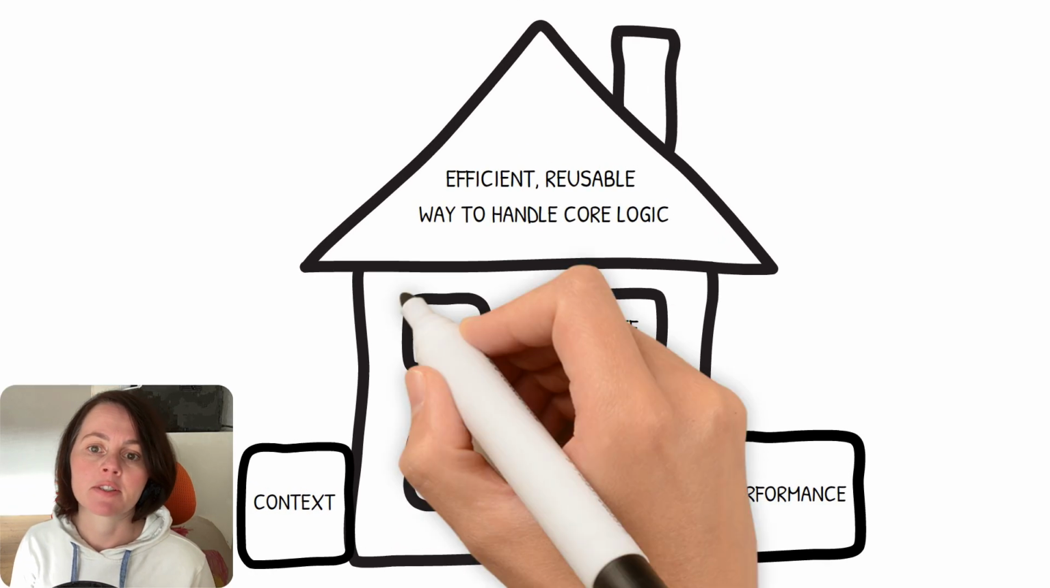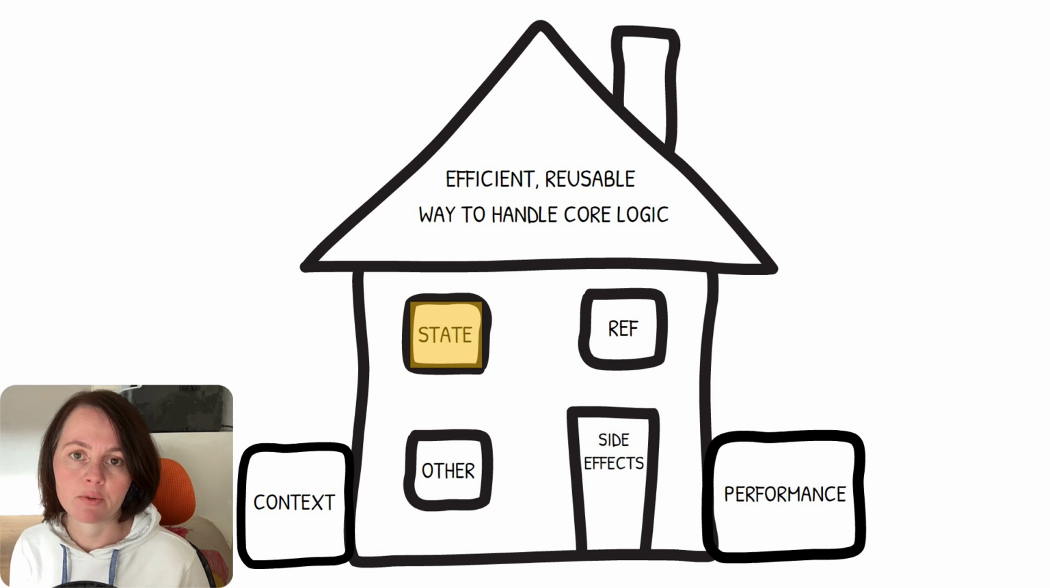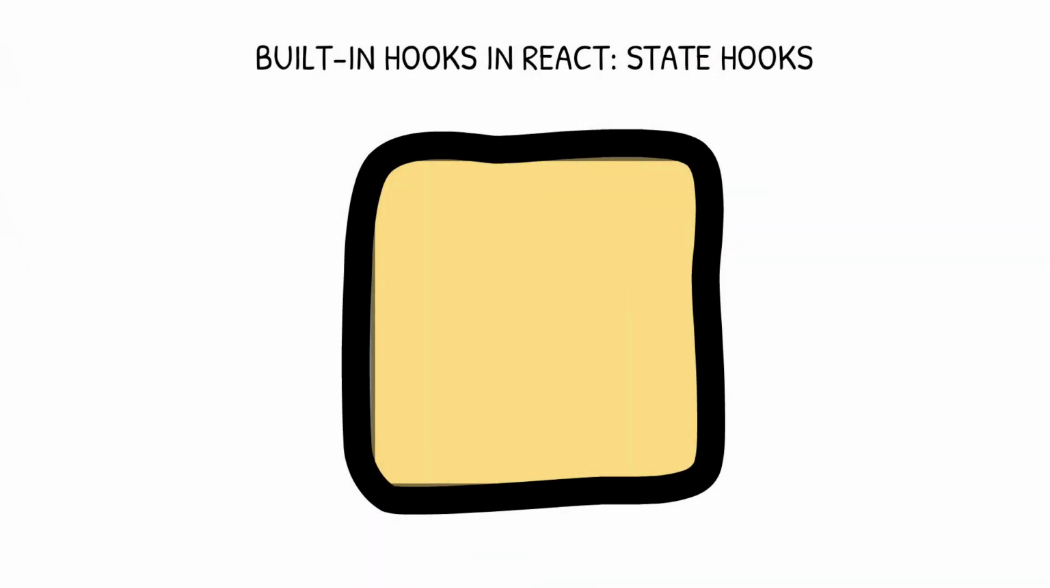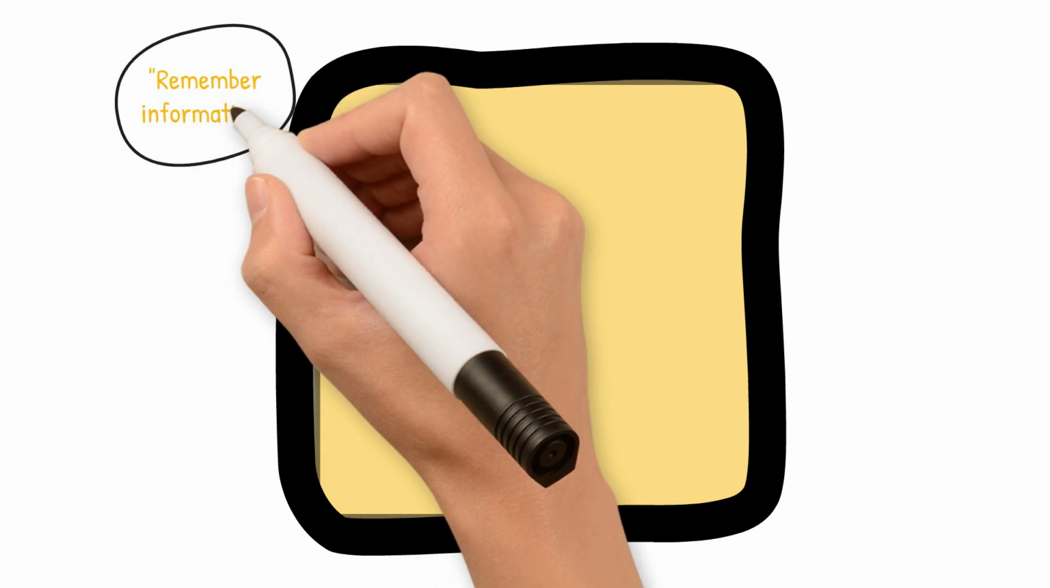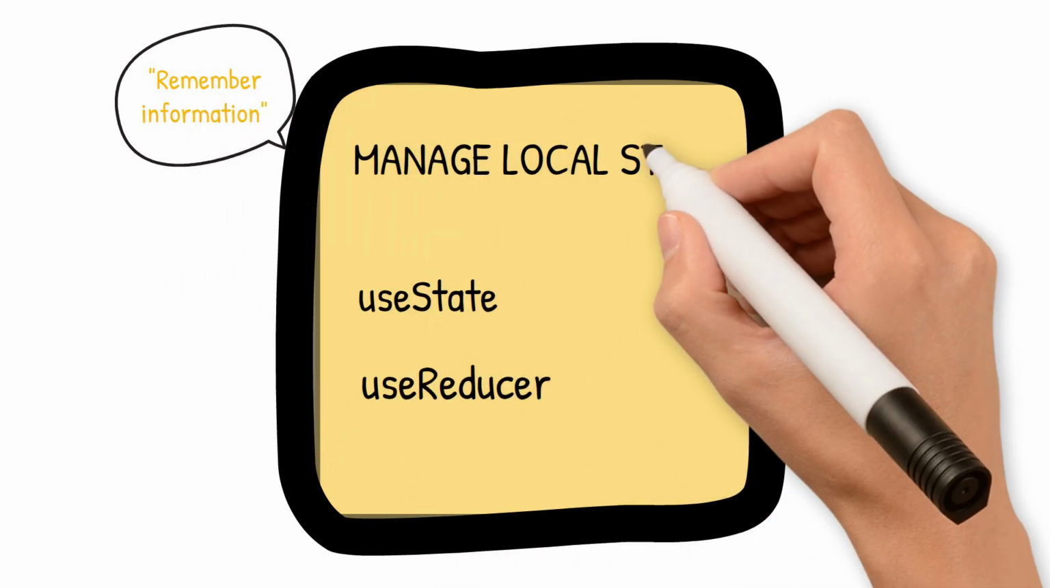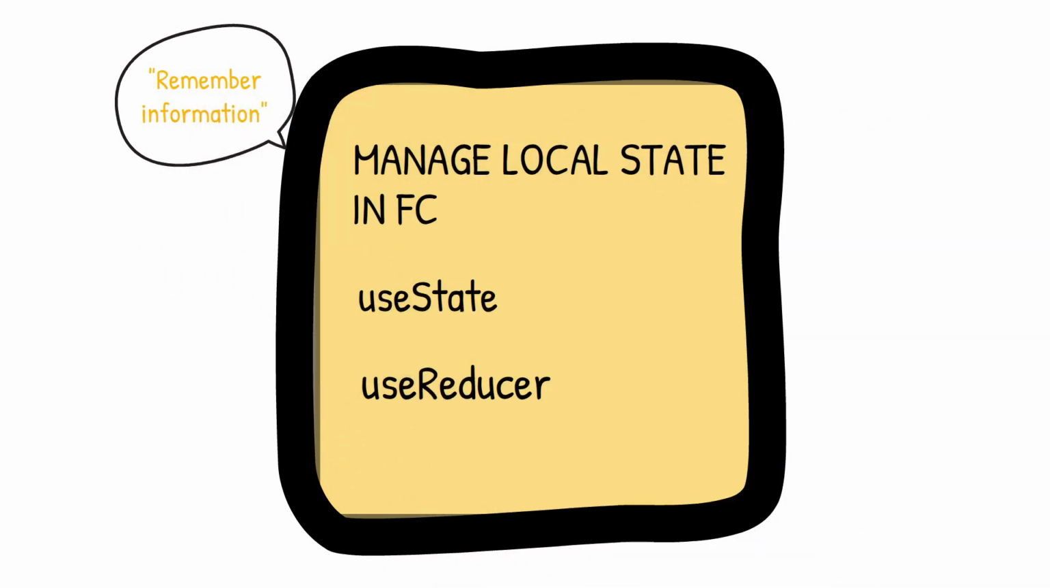In this video, we will start with the first category, state hooks. There are two built-in state hooks, useState and useReducer. Both of these hooks tell a functional component to remember information. In other words, they help manage local state. The main difference between them lies in the complexity of the problem they solve.